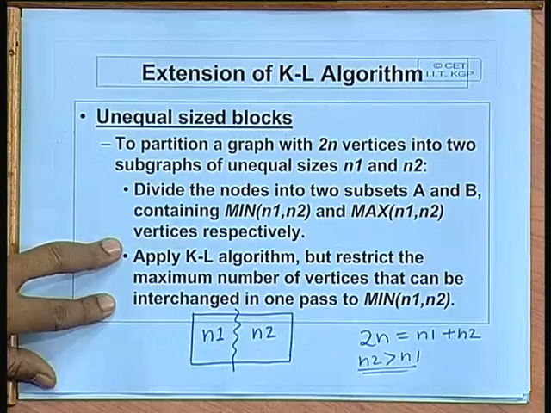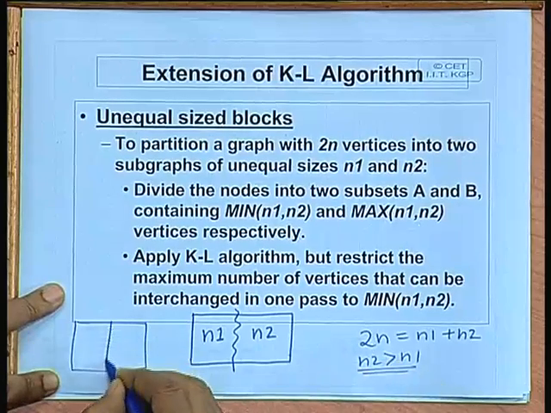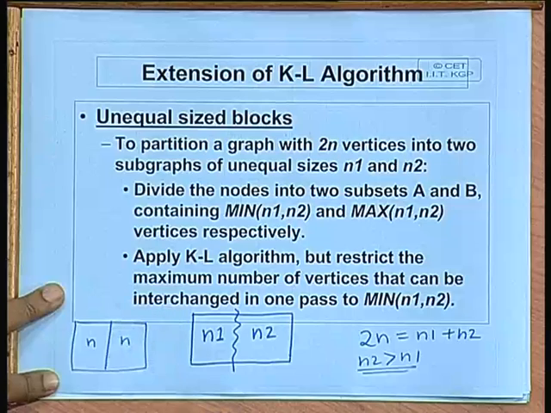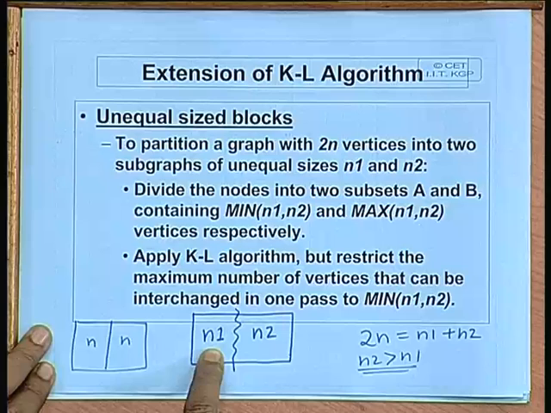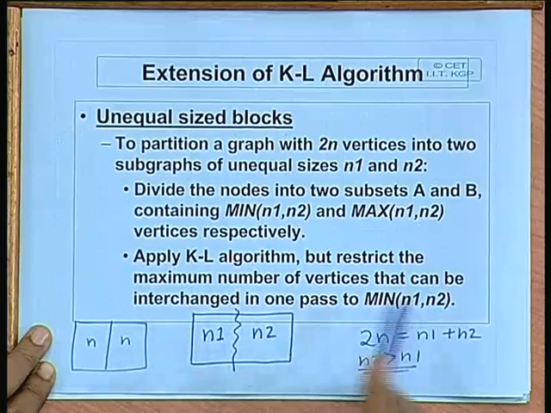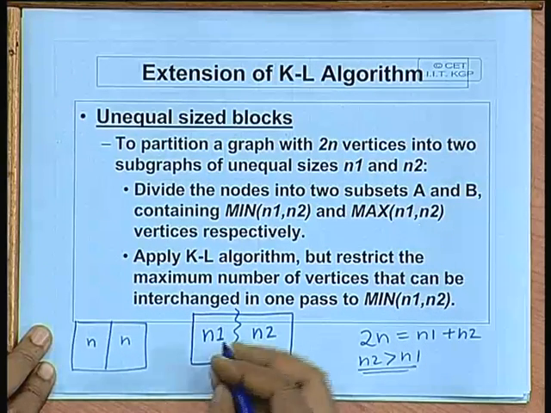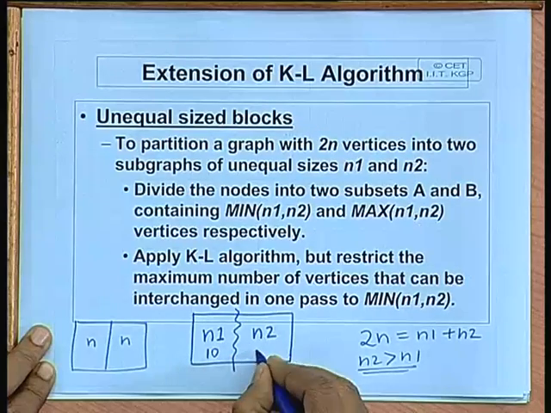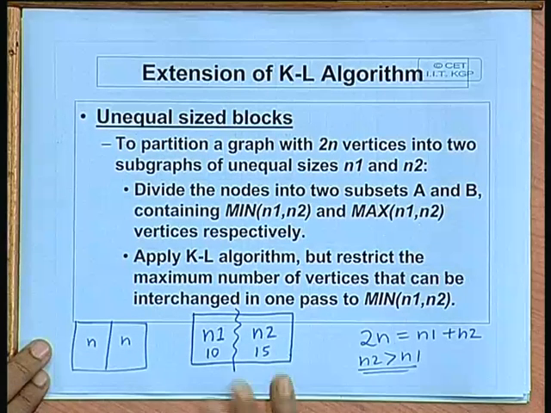Because in the earlier case, in the traditional algorithm, if there are 2n nodes, we divide them into two halves of n and iterate till all n pairs of nodes are exchanged, but here we will stop with the lower value. So, apply the KL algorithm, but restrict the maximum number of vertices that can be interchanged in one pass to the minimum of these two. If n1 is say 10 and n2 is 15, then you exchange 10 pairs of nodes. Those have to be the 10 pairs of nodes which give you the best benefit among these 15.